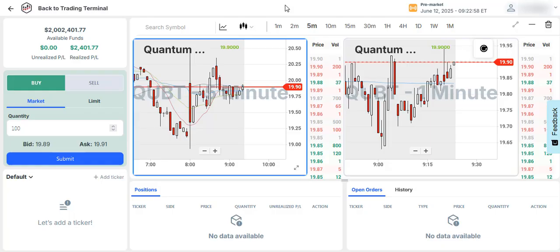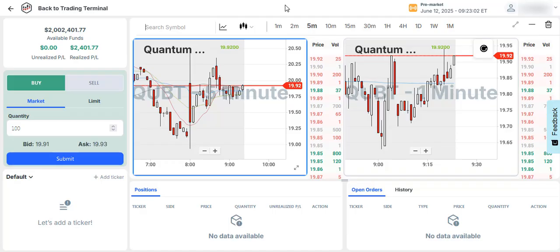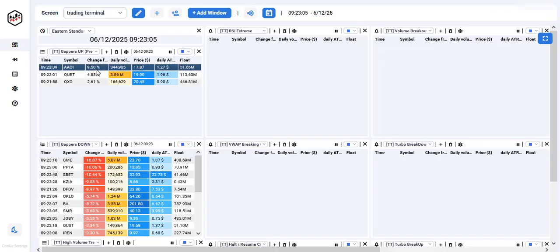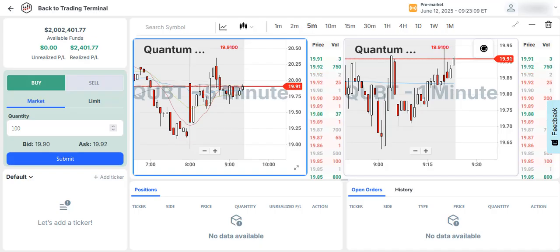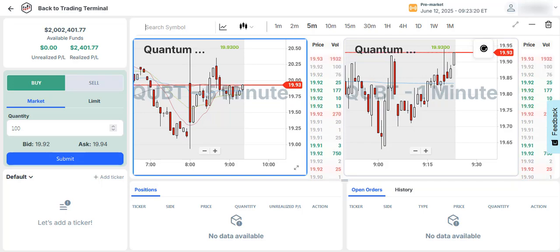So that is essentially my morning routine. I will keep an eye on probably just the first two stocks that we talked about, AAOI and QUBT. I'm going to watch them for the first five minutes to hour of the market and see what kind of movement develops, and hopefully have a setup for a decent trade.